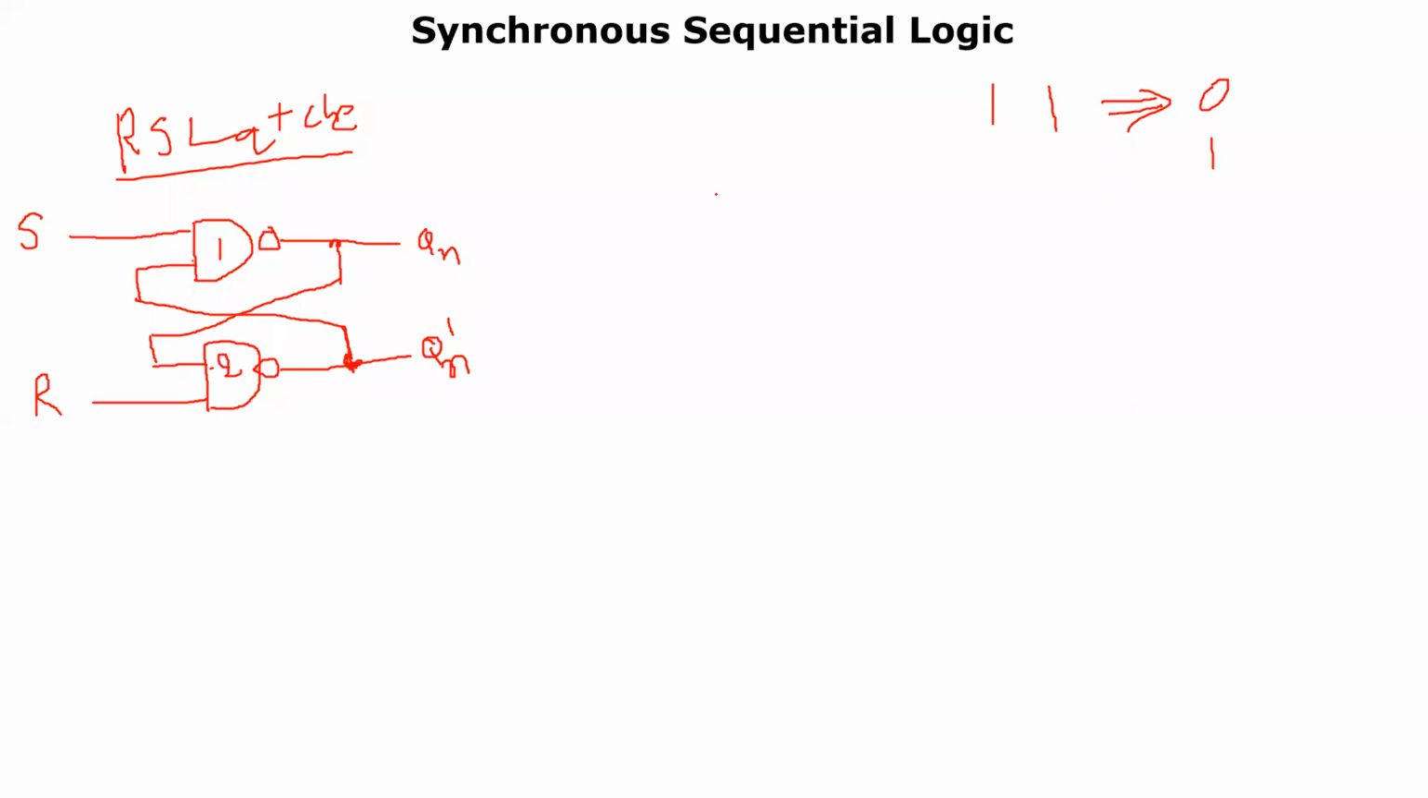Case number 1. S might be equal to 0, and R might be equal to 0. Both will be equal to 0. What exactly is happening here? We need to calculate that. This is the first case, case number 1. Look at this. We need to identify the next output. Right now we have Qn and Qn complement. We need to identify this particular value. This value could be identified something like this.